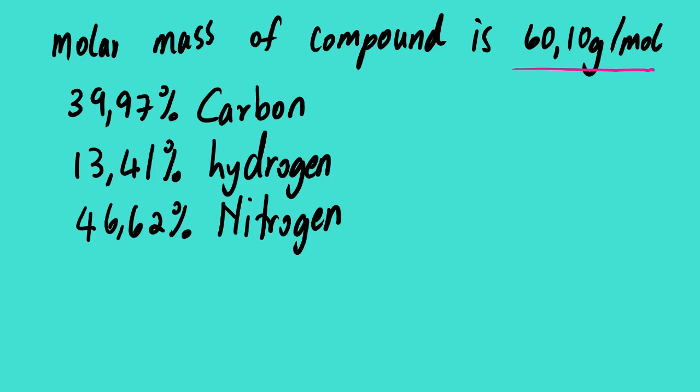Now we are given the composition of each element which that compound is made of. We have 39.97% of carbon, 13.41% of hydrogen, then 46.62% of nitrogen. Now the first thing that we need to do, we need to calculate the empirical formula using this percentage composition.